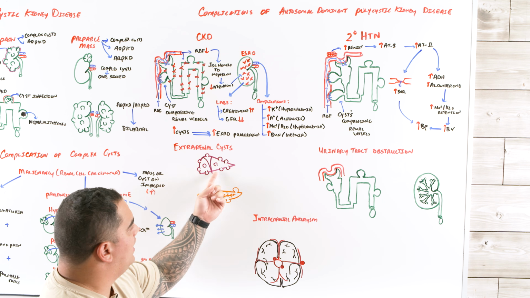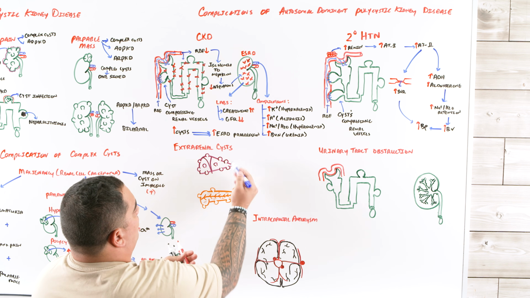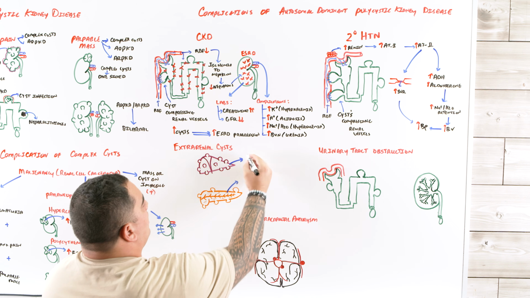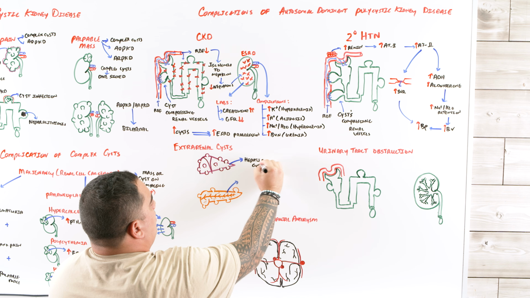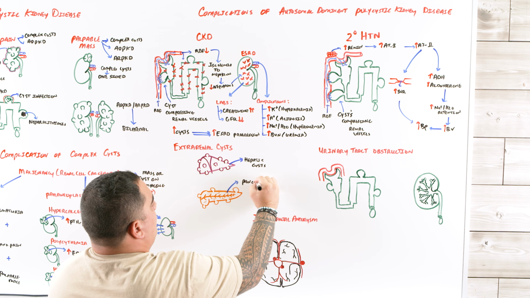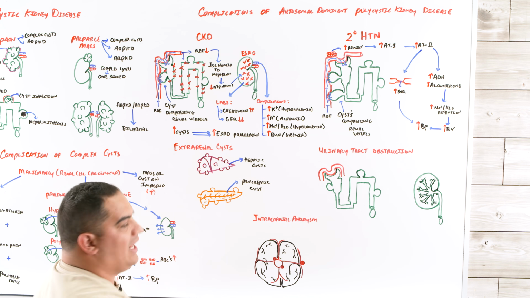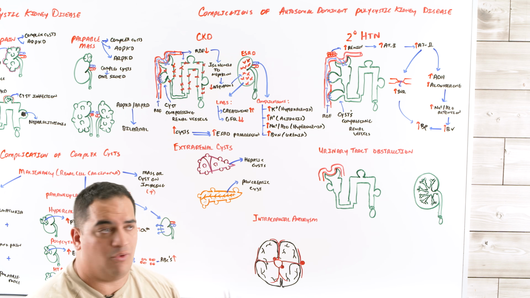One of them is in the liver and the pancreas. And so you can get cysts that occur there, and these are called hepatic cysts and pancreatic cysts. It's the same concept. All you're doing is causing replication of the epithelium in that tissue with increased expression of aquaporins, and you cause fluid-filled sacs to form within these organs.